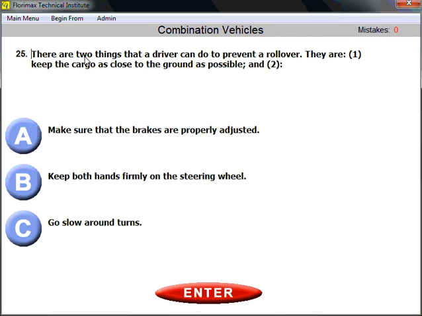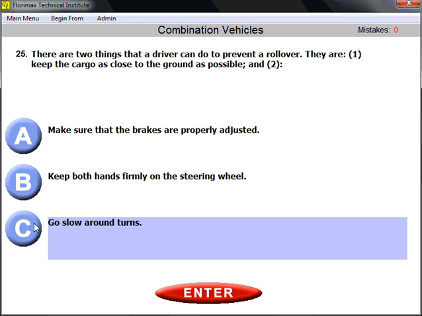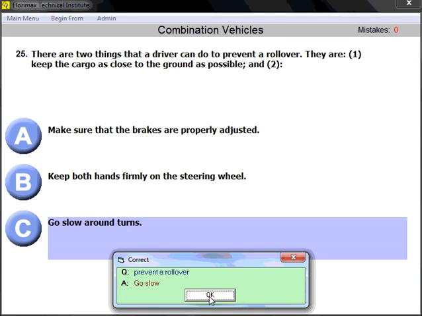Question number 25. There are two things that the driver can do to prevent a rollover. Again, you are given one and you need to point out the second. The first one given is: keep the cargo as close to the ground as possible. So you definitely know the second is: go slow around turns. Obvious, okay? Yes, go slow.